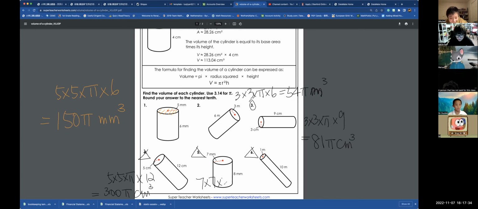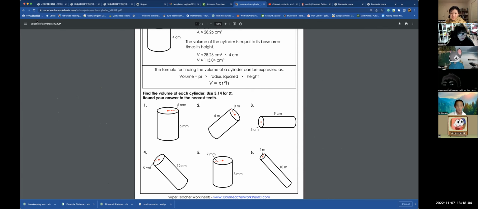7 times 7 times pi is the bottom. So we have 49 times 8, equals 392 pi millimeter cube. Get it right, everybody? Okay, last but not least, good job, Sir Ducky. I can see you. 1 times 1 times pi is the bottom area, times 10, equals 10 pi meters cube. Everybody, so that is the answer. Good job. So that means you're doing very good.